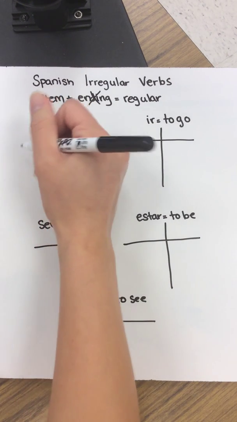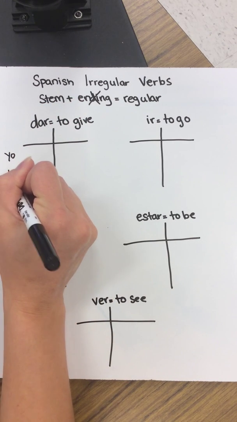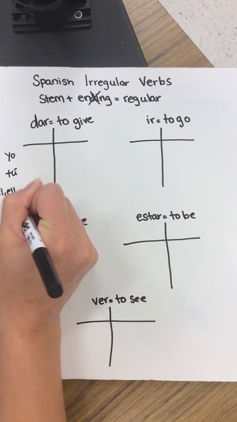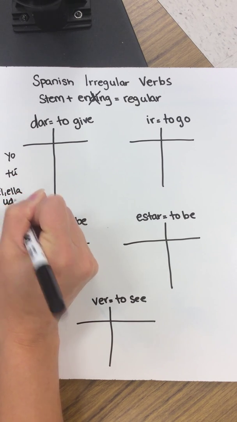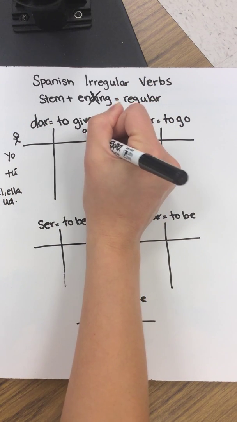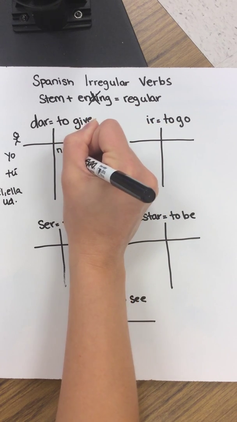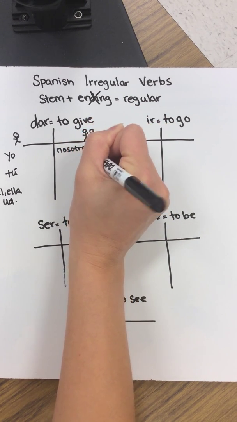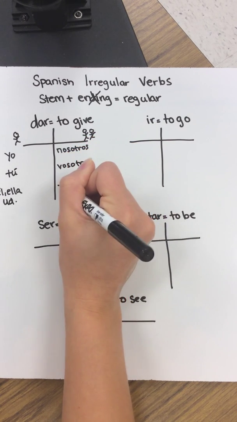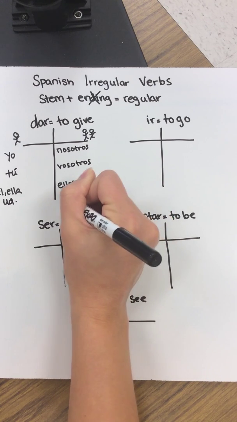All right, so just like in the other one, I'm only going to put the subject pronouns on the first one here, but we're always going to go in this order. Yo, tú, él, ella, and usted. And remember that on the left-hand side are all of our singulars, and on the right-hand side are all the plurals. Nosotros, vosotros, ellos, ellas, and ustedes.